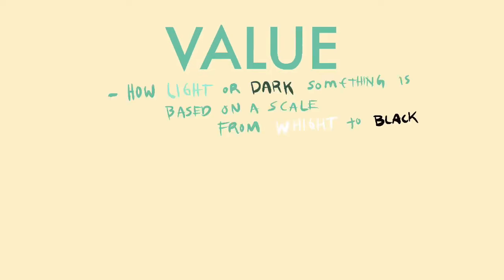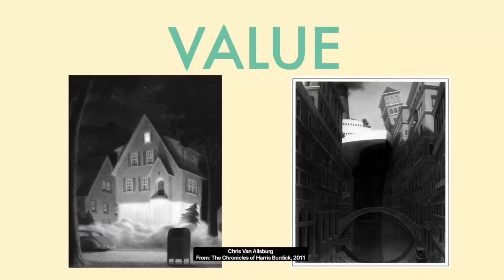Value is how light or dark something is based on a scale from white to black. This is an example of a value scale, which is usually used to see whether a drawing has a wide range of values, or in other words, if a drawing uses a variety of the values on the scale. The more values a drawing has, the more interesting and pleasing to the eyes it can be.